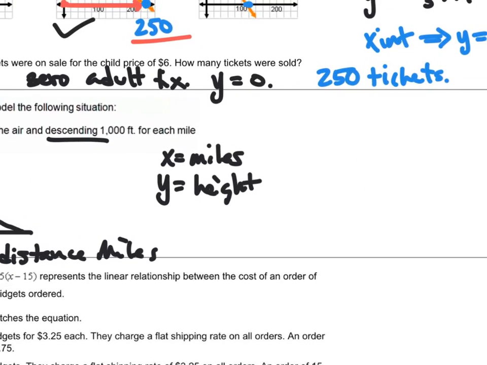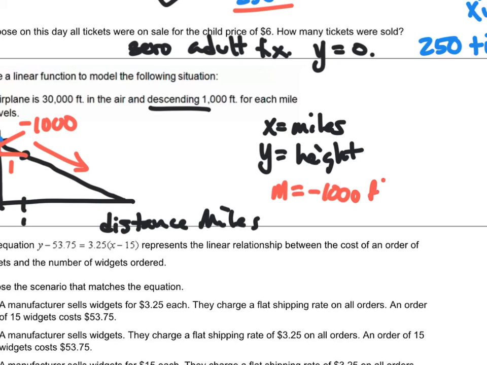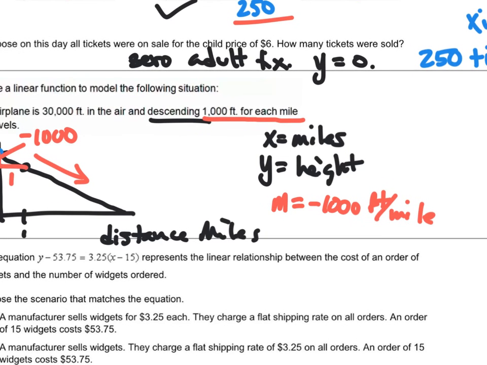So if we wanted to write this out, we know that for every mile that we travel, we drop down 1,000. So we get this rise over run. We get this little triangle here, so that for every 1 mile, we drop down 1,000 feet. So our slope here, m, is equal to negative 1,000 feet per mile. And that's kind of said here, 1,000 feet for each mile. That's just something that we need to read. When you see this idea of a rate, that's what your slope is.